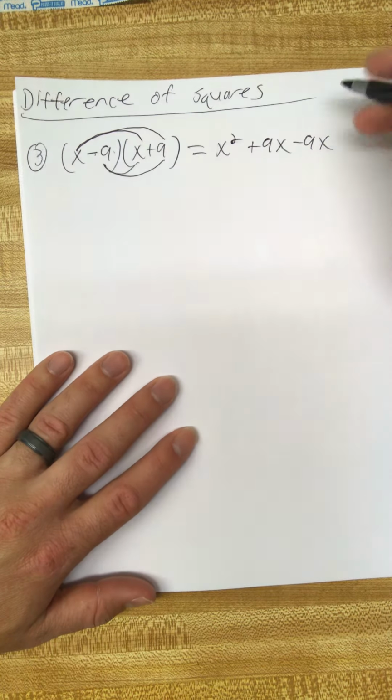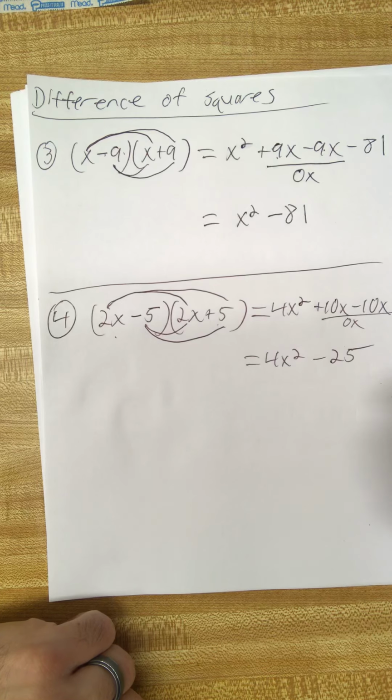Something similar: 2x minus 5 times 2x plus 5. Just to put some coefficients on x here, we have 2x times 2x is 4x squared. 2x times 5 is 10x. Negative 5 times 2x is minus 10x. Negative 5 times positive 5 is minus 25. Again, 10x minus 10x is 0x. So final answer, 4x squared minus 25. So those are your difference of squares.